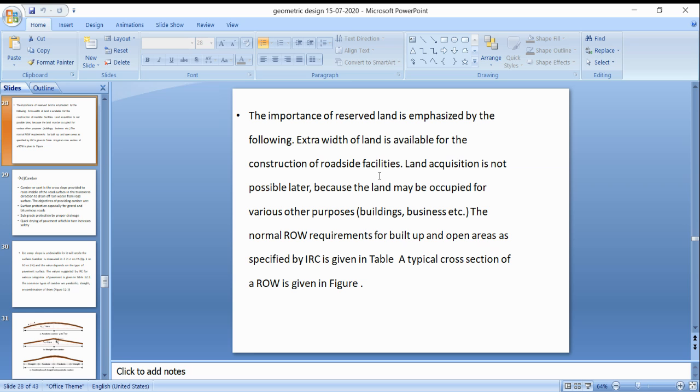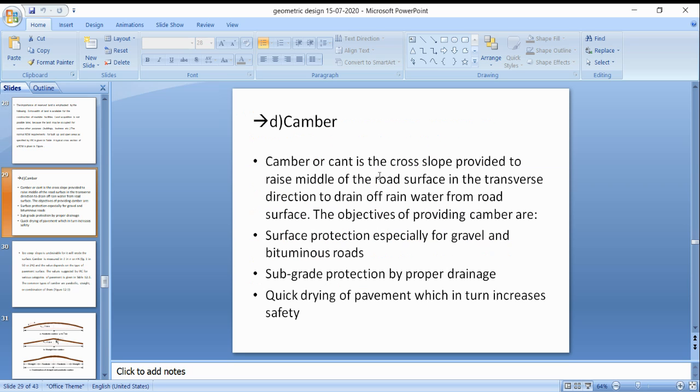So the normal requirements for building and open areas are as specified here. We have seen the table already before.